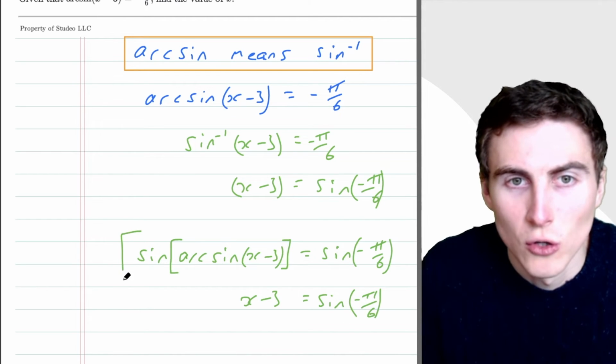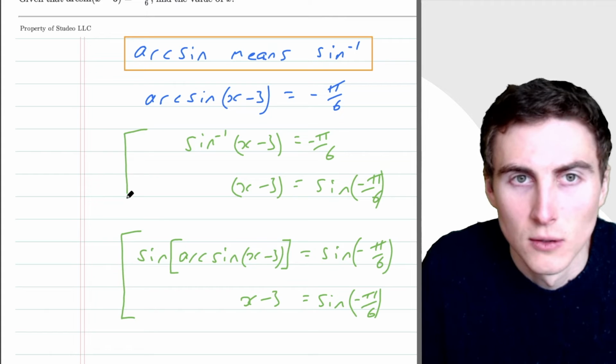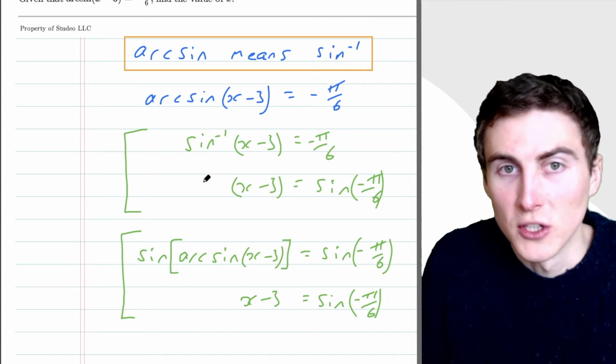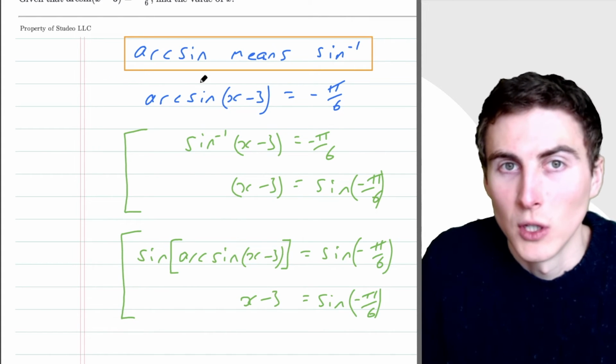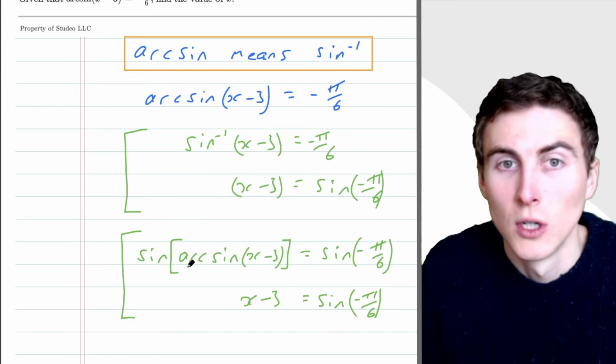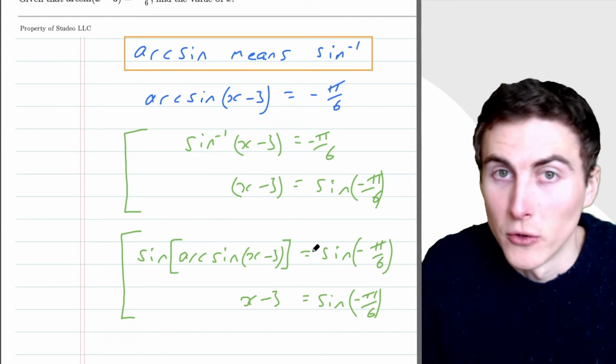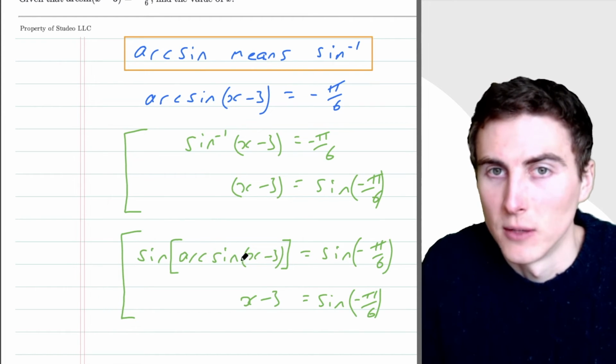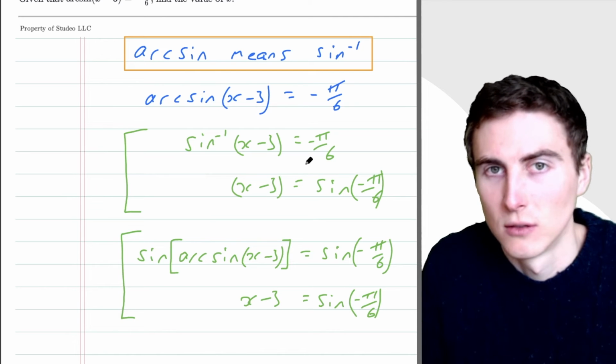So I wanted to show you the two different strategies here. These are two different ways of doing the same thing. Whenever you have an arcsine, think of it as sine to the -1 if you want, or sine both sides, which cancels out the arcsine, but either way, you're left with this or this, same thing.